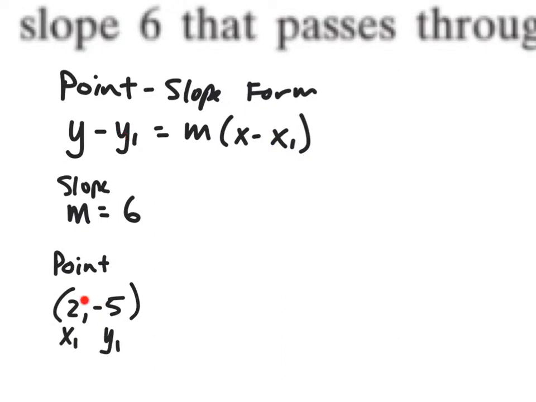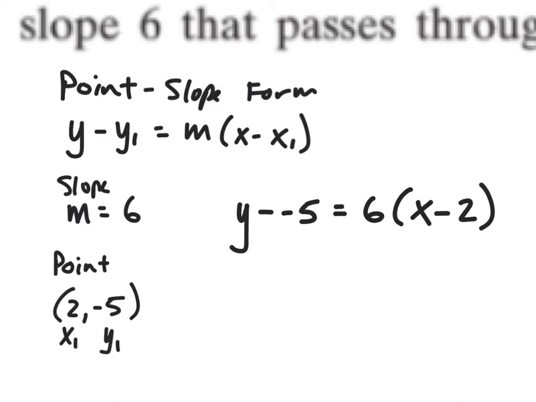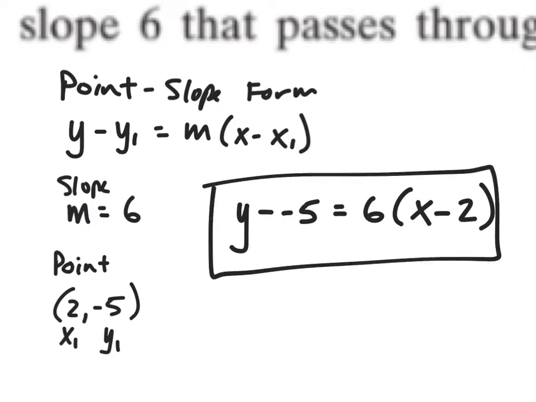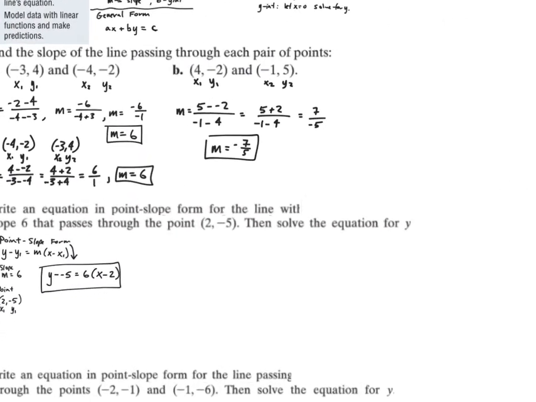So what I want to do is take these numbers and plug them into this equation here. I'm going to do y minus y sub 1, so y minus negative 5 is equal to my slope, which is 6, times x minus x sub 1, which was 2. This is me just taking these numbers and plugging them in. Then I'm going to simplify this. Here's my answer in point slope form. That's that. Now let's solve this equation for y.